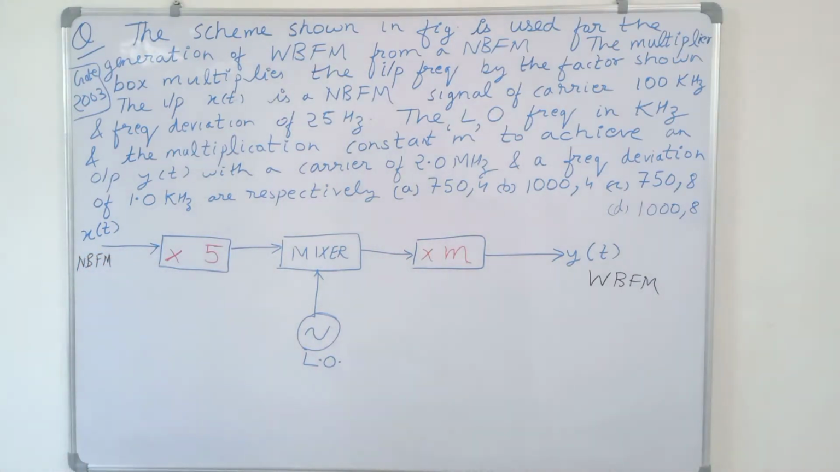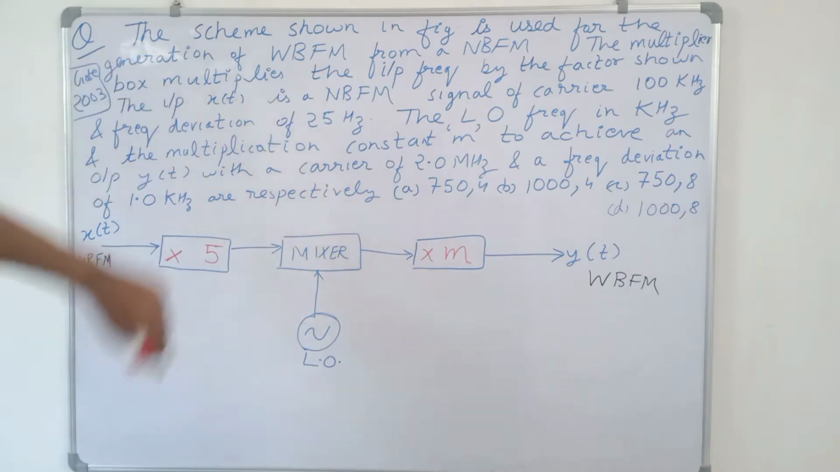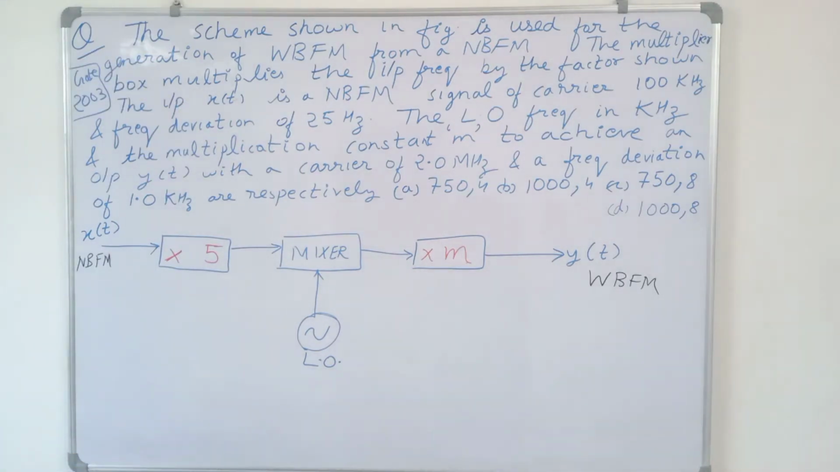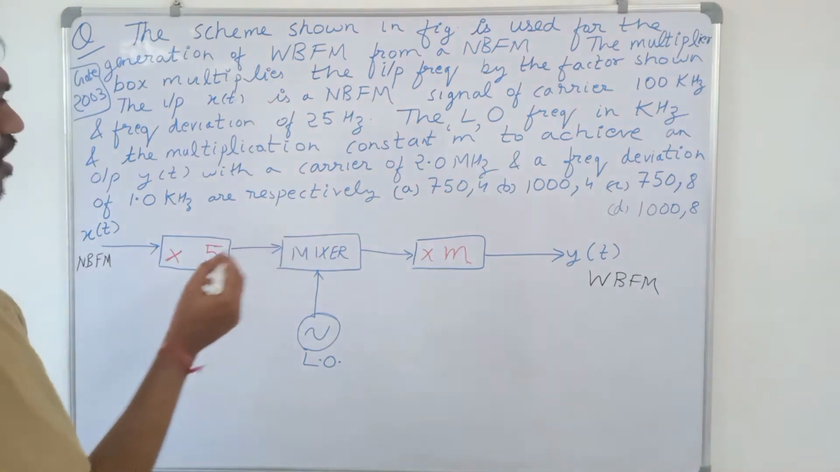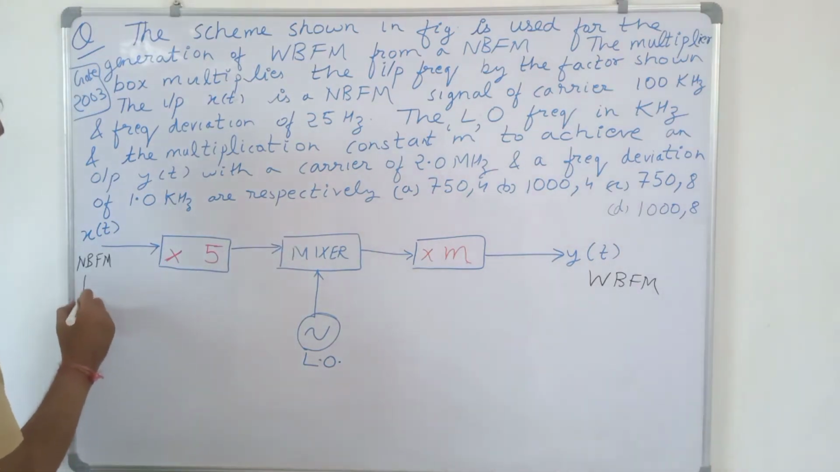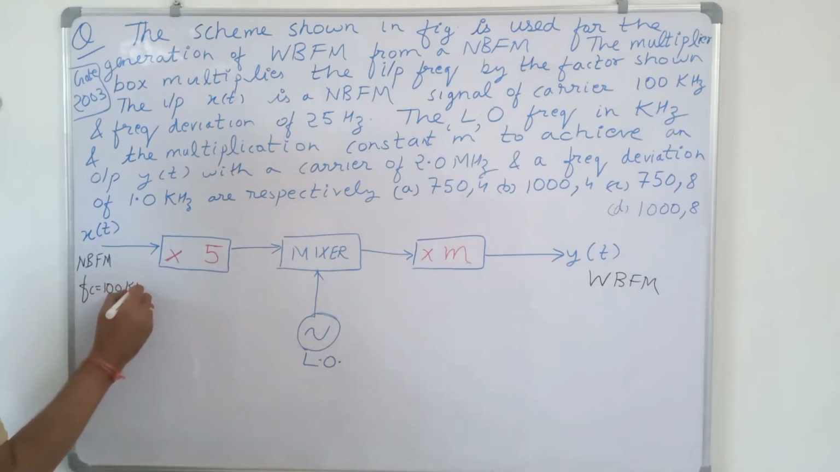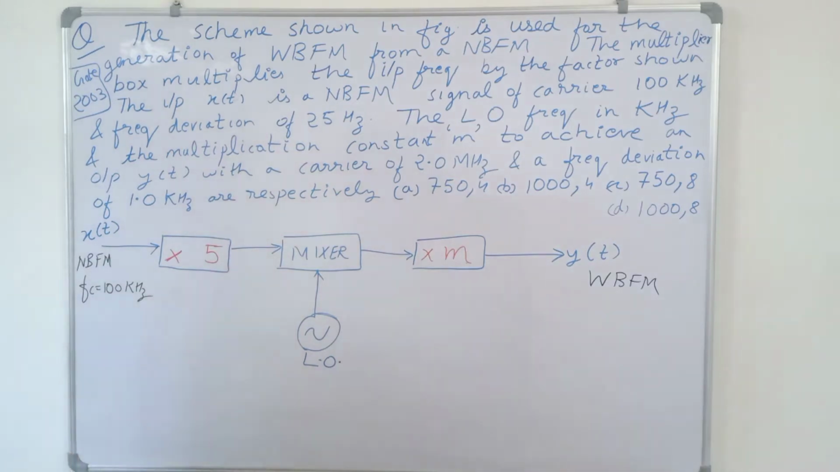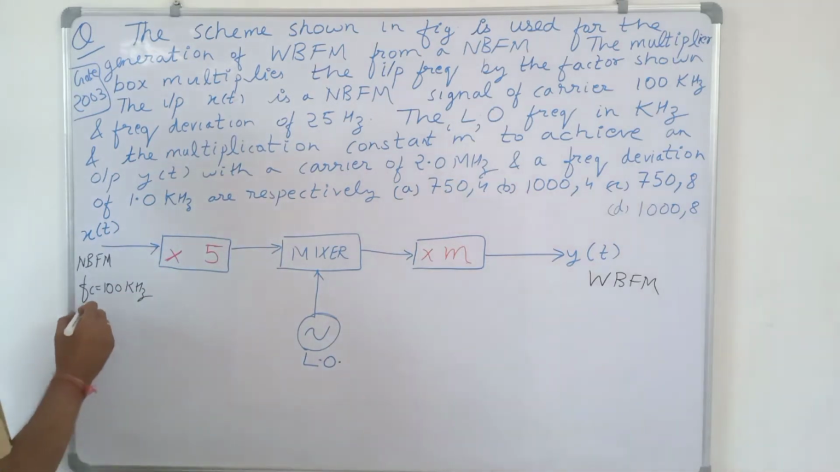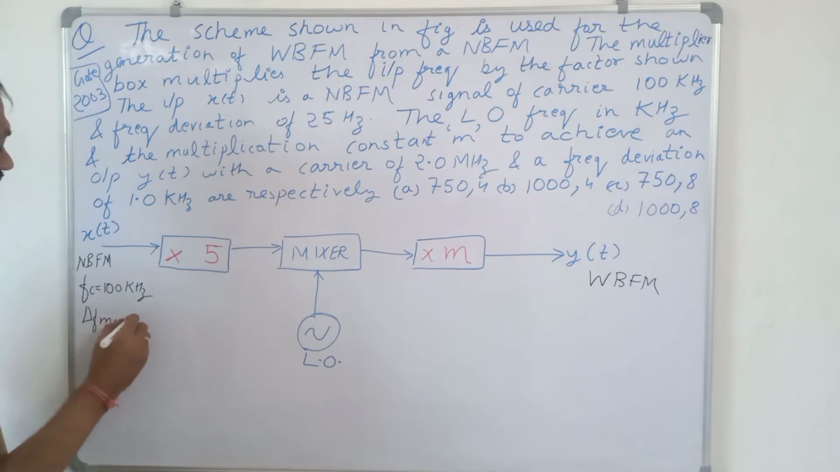First of all, it says that the multiplier box multiplies the input frequency by the factor shown. So the input x(t) is a narrowband signal of carrier 100 kHz. So fc is equal to 100 kHz, and the frequency deviation is 25 Hz. So delta f max is 25 Hz.